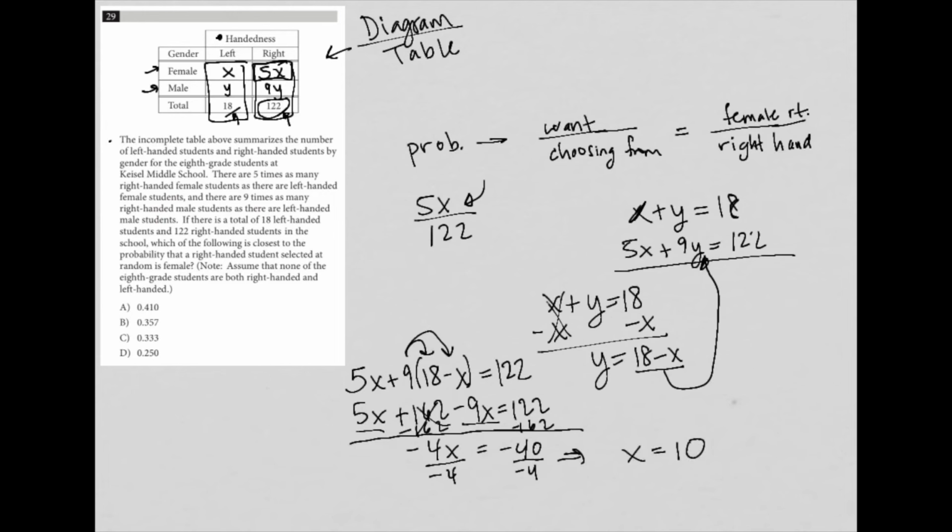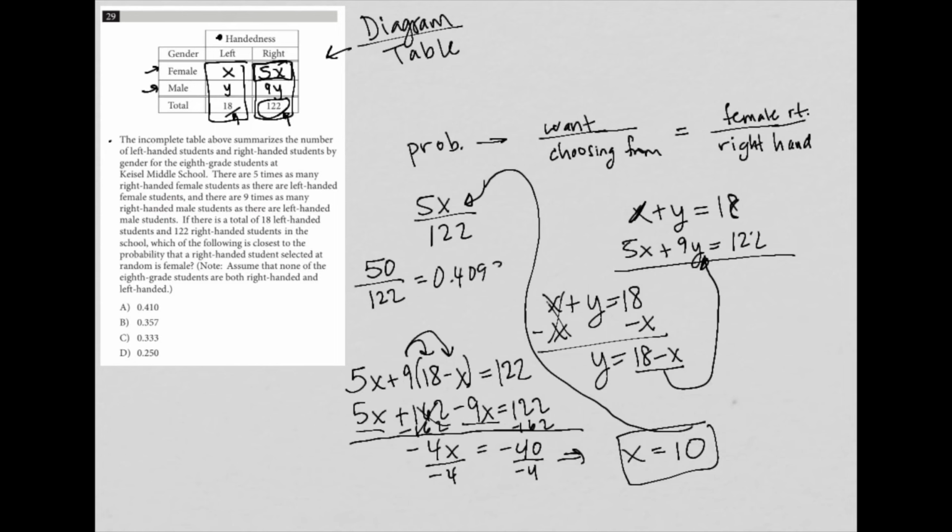Okay, now if x is equal to 10, I can take that 10 and plug it back in here, right? So now I know that there are 5 times 10 female right-handed students. So I'd have 50 divided by 122. I go back to my calculator, and I see that 50 divided by 122 is equal to 0.41. But we're looking to find the closest answer to that, right, which is closest to the probability. So always check that to make sure. So that would be 0.410. And the answer is therefore answer choice A.